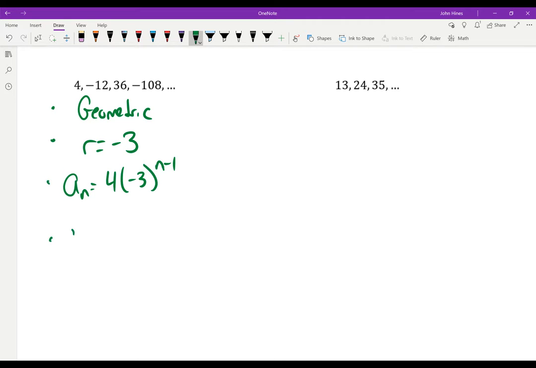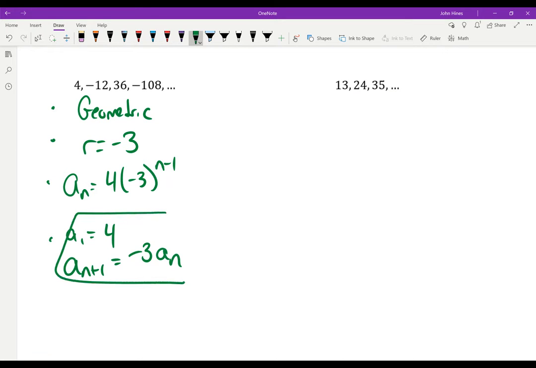The recursive rule looks something like this. Start at 4. To get to the next term, take the nth term and multiply it by -3. Maybe you put that -3 out front. It looks a little bit cleaner. That's my recursive rule. And finally, we end with an arithmetic sequence here with a common difference of 11. I keep adding 11 to get to the next term.